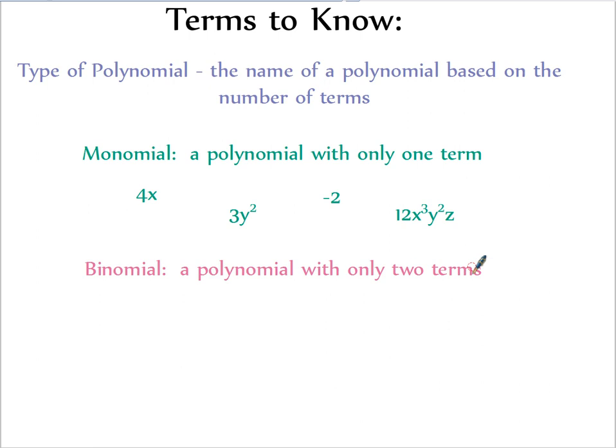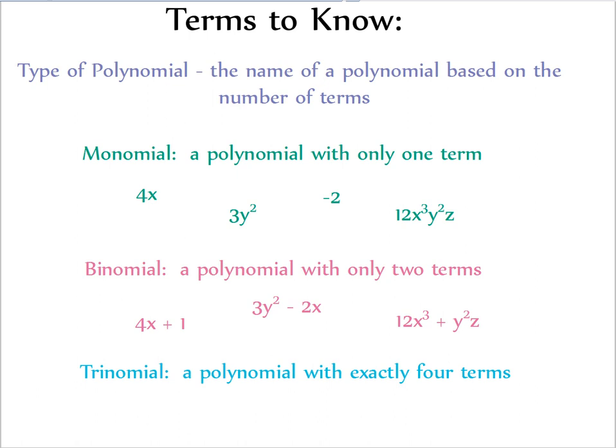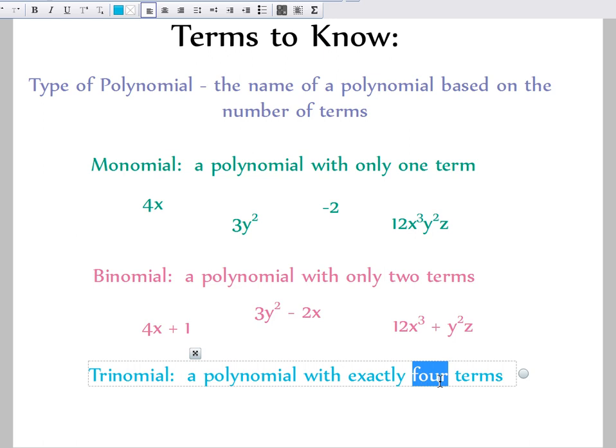Monomials will never have addition or subtraction. A binomial is a polynomial with 2 terms. Just like a bicycle has 2 wheels, a binomial has 2 terms. So I'm going to have 2 different terms either being added or subtracted from one another. And finally, a trinomial. A tricycle has 3 wheels. A trinomial has 3 terms. I don't know why it says 4 there. Let's hurry and fix that. So trinomials will have 3 separate terms either being added or subtracted together.